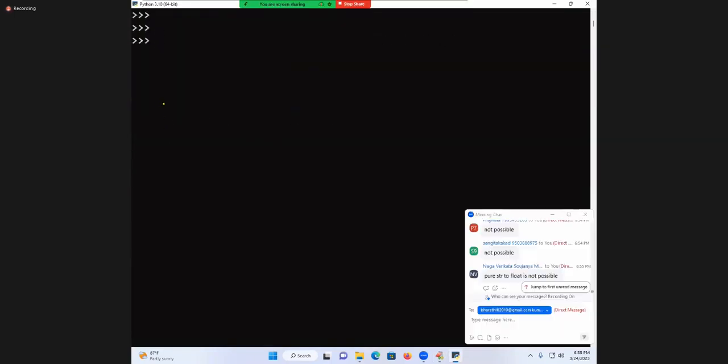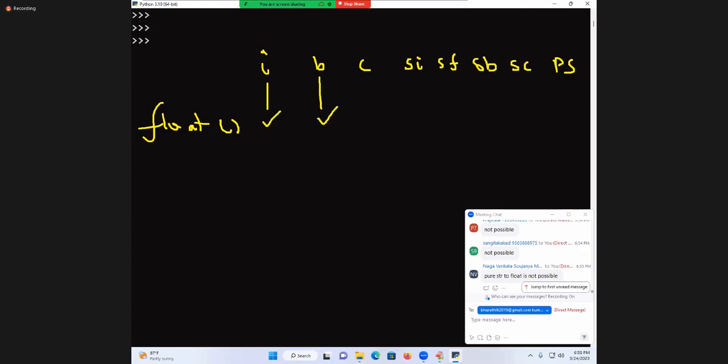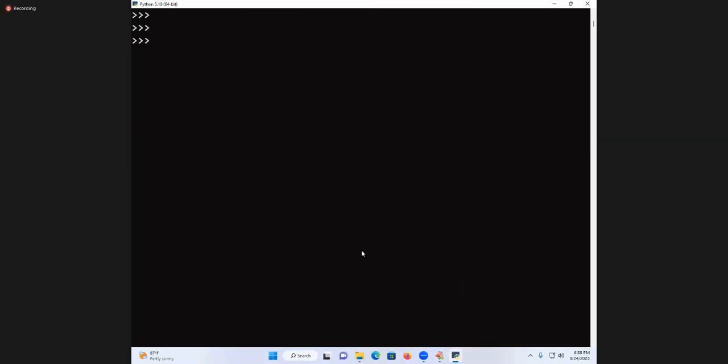What is my function here? Float of int, bool, complex, str int, str float, str bool, str complex, pure str. Come on here. Possible. Possible. Not possible. Possible. Possible. Not possible. Not possible. Not possible. Are you following? This is about the float function.